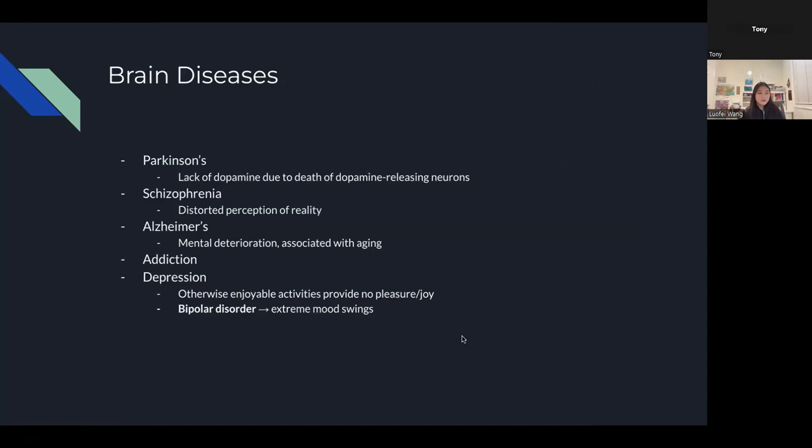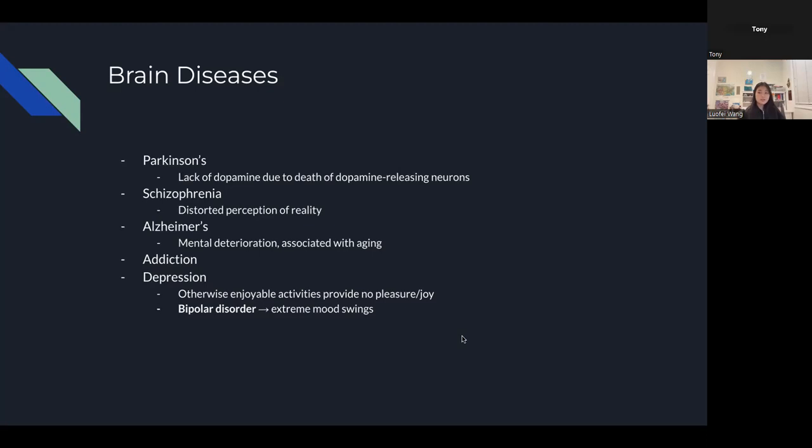There are also some brain diseases. Parkinson's is due to a lack of dopamine because of the death of dopamine-releasing neurons. Schizophrenia is a distorted perception of reality. Alzheimer's is a mental deterioration which is associated with aging. So a lot of old people might get Alzheimer's.